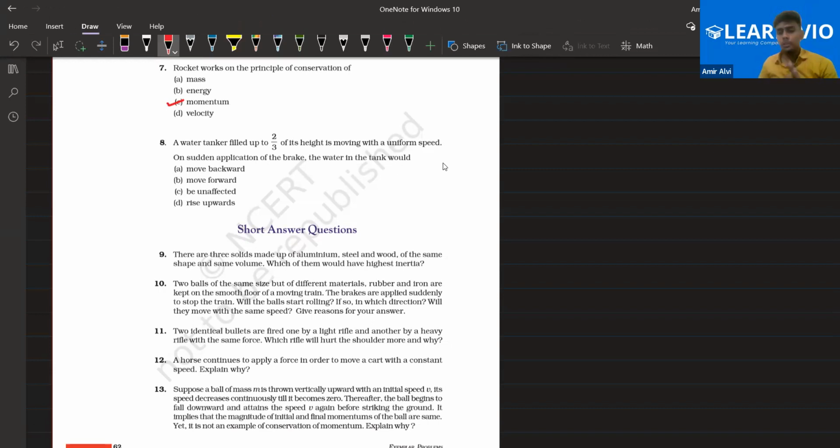Simple. We identify this with this. Suppose that you are sitting in a bus, like this. The bus is going in this direction with a velocity v. Suddenly, the driver applies the brake. What will happen? You will go in the forward direction or in the backward direction? Simple. Forward. So the same goes with the water. It will go in the forward direction. Okay? Clear?